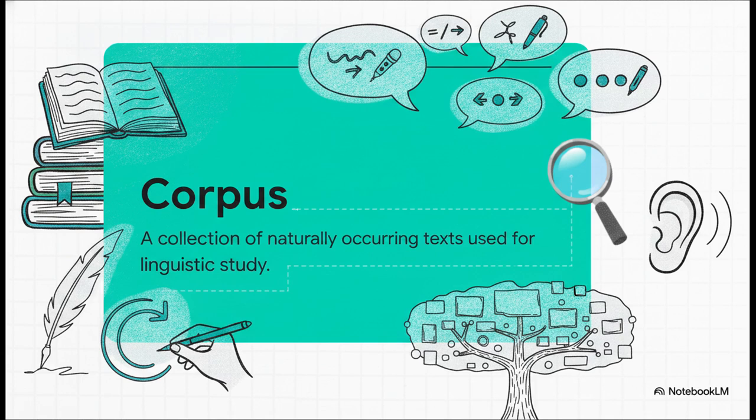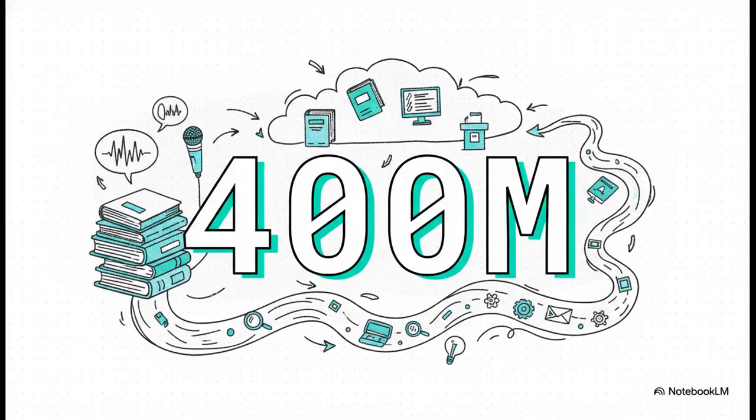It totally shifts our focus away from those rigid, old-school ideas of what is technically correct and pushes us to discover what is actually frequent and typical out there in the real world. And to give you a sense of the sheer massive scale we're talking about here, just look at this number, 400 million. The Cambridge Academic English Corpus alone contains 400 million words of written and spoken language.